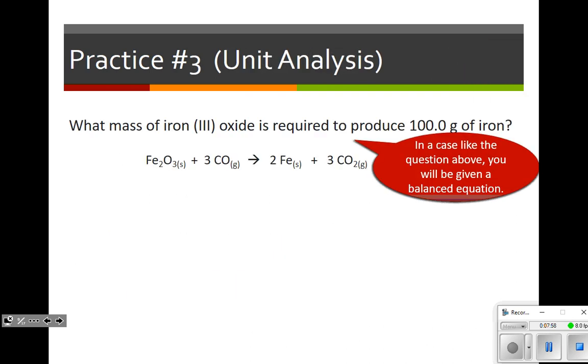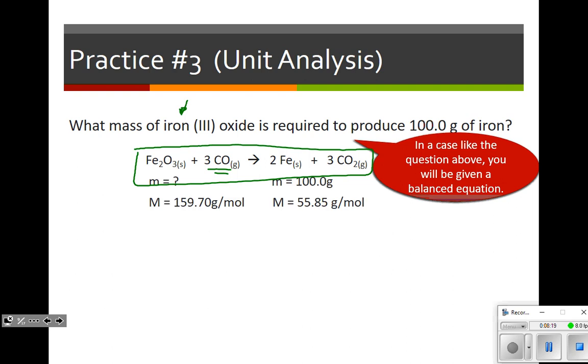Okay, in a case like this, what mass of iron 3 oxide is required to produce 100 grams of iron? When you don't really know what is going on, they always give you a balanced chemical equation. So here's my balanced chemical equation. It's given to you because you don't know it's reacting with carbon monoxide, and it doesn't say that in the question. So in a case like this, you're going to get a balanced equation.